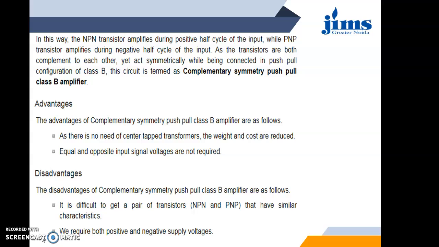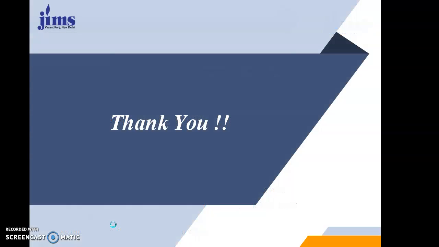Here are a few advantages and disadvantages of the Class B push-pull power amplifier. The advantages are that as there is no need of center-tapped transformers, the weight and cost are reduced. The second advantage is that equal and opposite input signal voltages are not required. The disadvantages are that it is difficult to get a pair of NPN and PNP transistors which have similar and identical characteristics. And secondly, both transistors require different polarity of voltages, positive voltage and negative voltage. So because of that, it has a lot of disadvantages also.